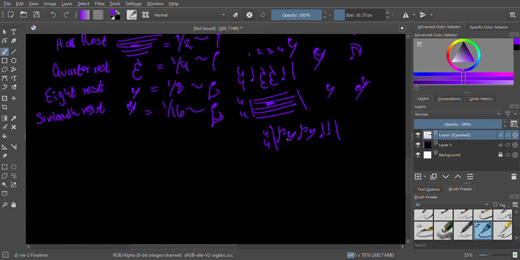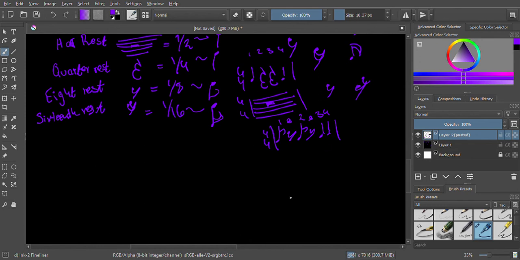So 1 and 2 and 3 and 4 and 1 and 2 and 3 and 4 and. The difference here is I am sustaining that 8th note only for that 1, and there's a silence on the end. Let me actually draw it here. There's silence on the end. I'm sustaining that 8th note only for the 2. There's a silence on the end, and then 3 and 4 and the quarter notes fully take it up.